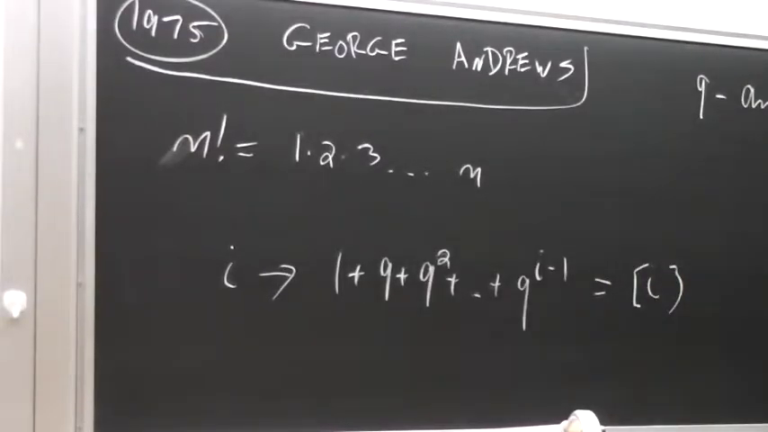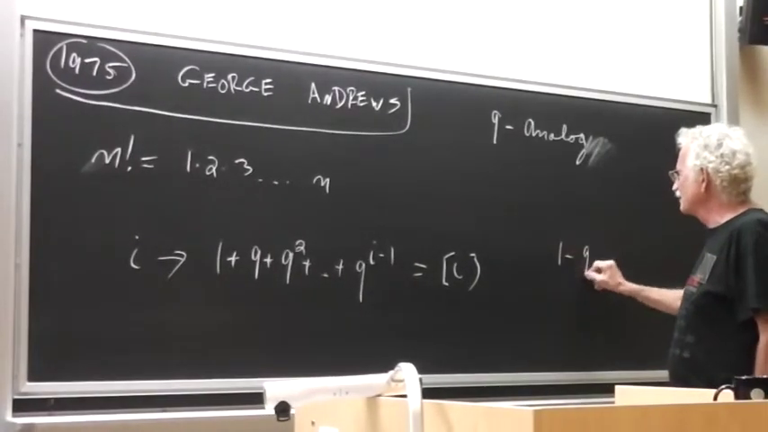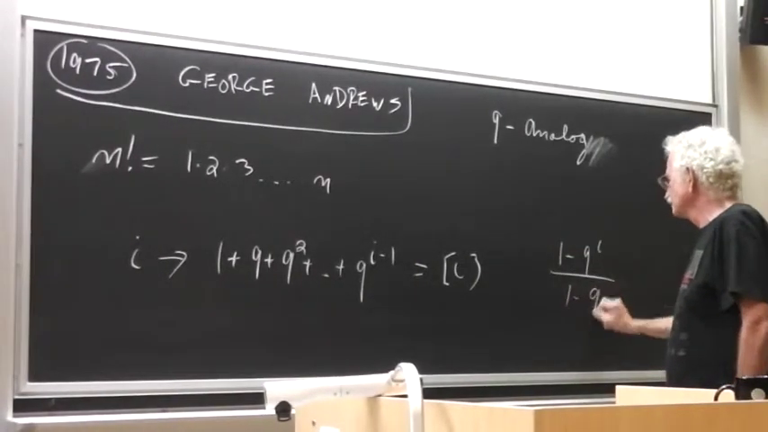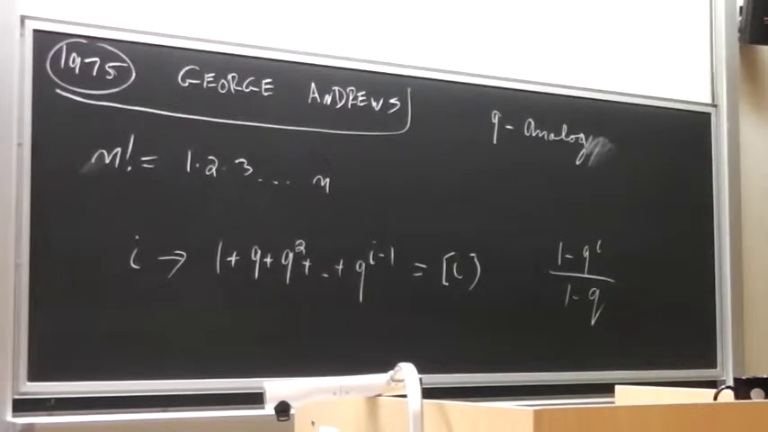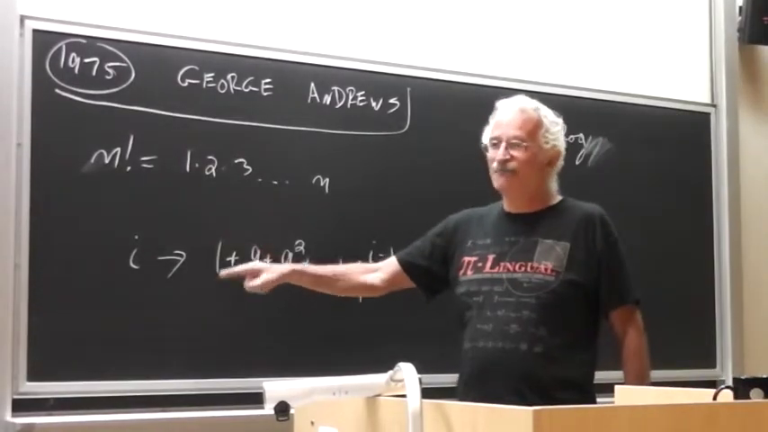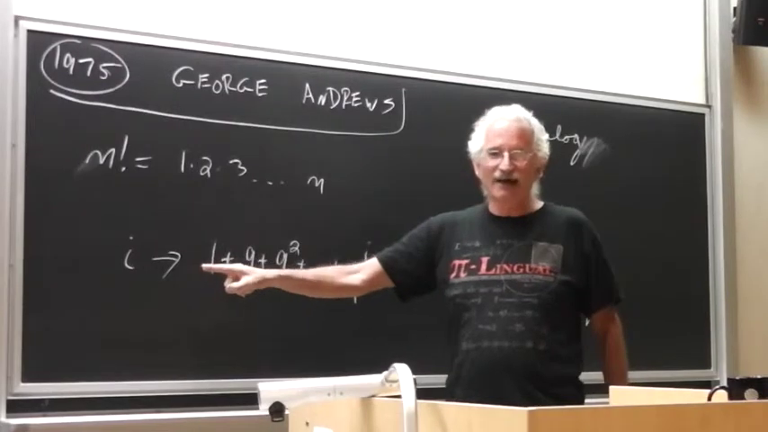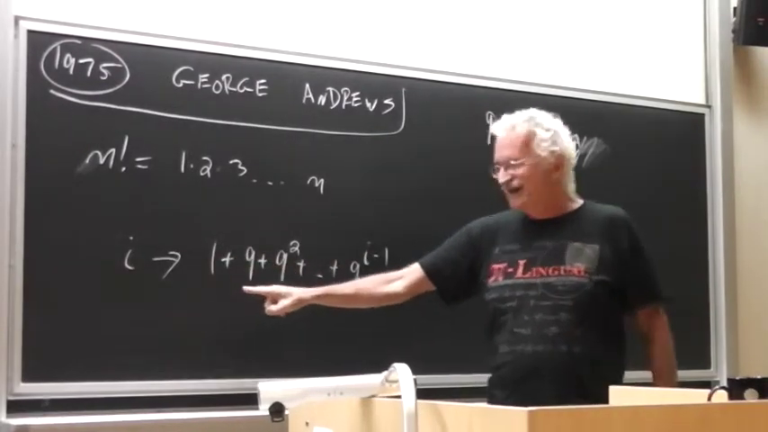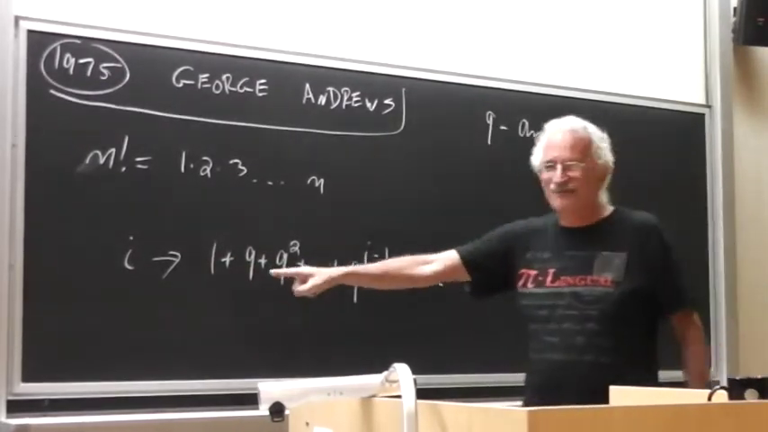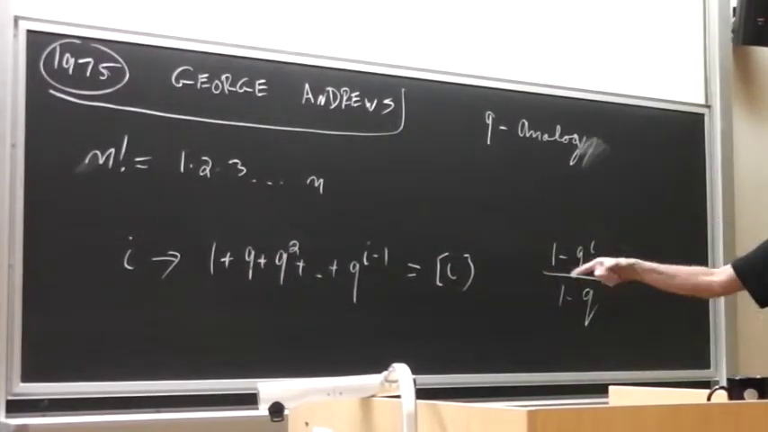So it's a geometrical series. And if you went to high school, you know you can simplify it like this. So that's the Q analog. So it's like inflation. If you make the same amount of money every day, then you have i dollars after i days. But if you have inflation, and q is less than 1, unfortunately, then eventually that's how much you have.